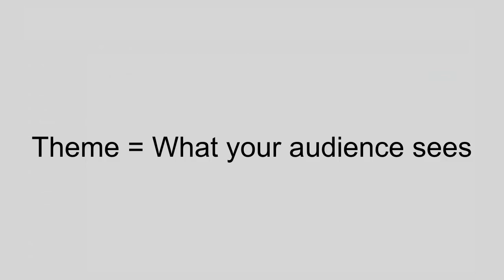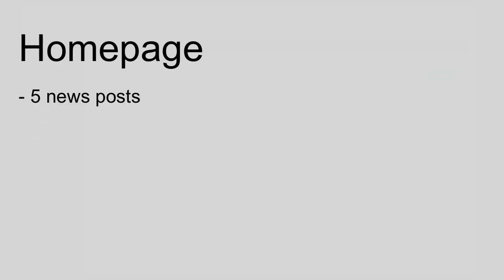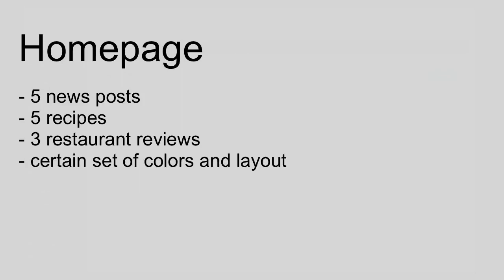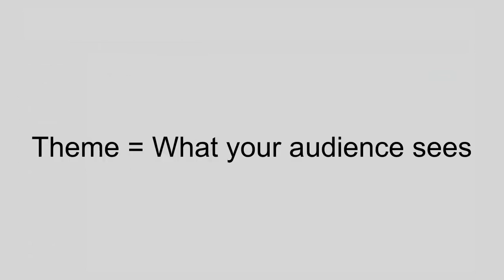So again, you as the admin, you see the dashboard when you're editing your website, and the public sees what the theme outputs. So the theme says, okay, on the homepage there should be 5 news posts, then there should be 5 recipes and 3 restaurant reviews, and it should use these colors and these background images, and this is how it should look and function. That's the role of the theme.